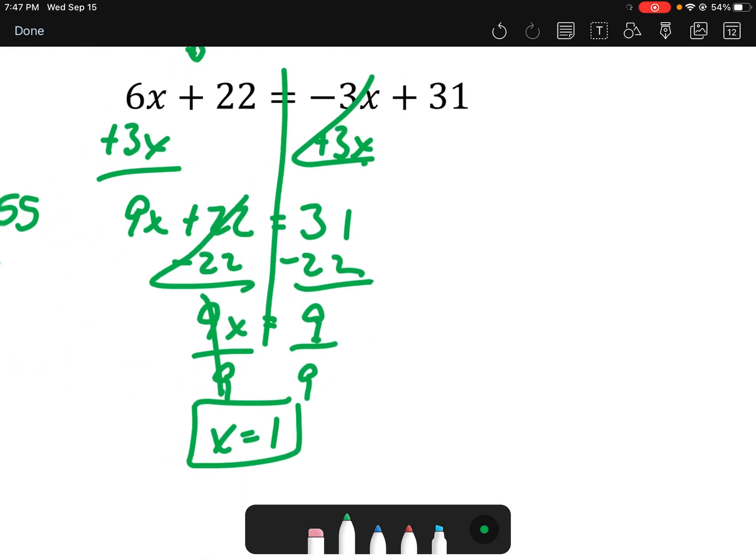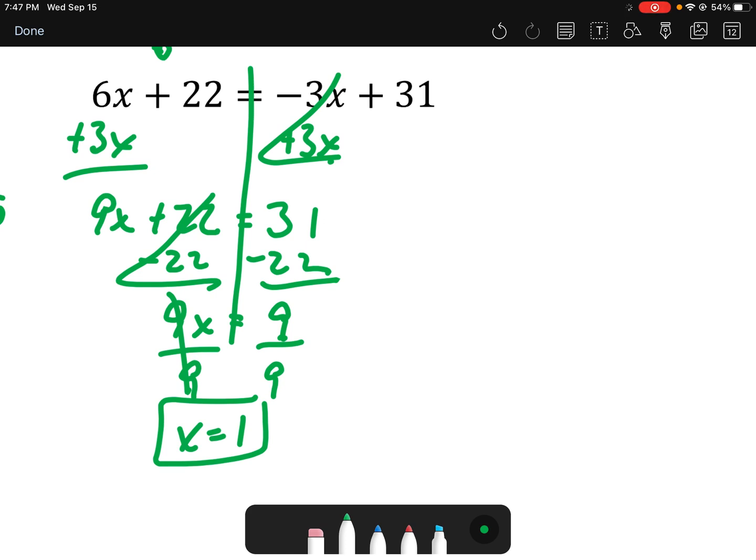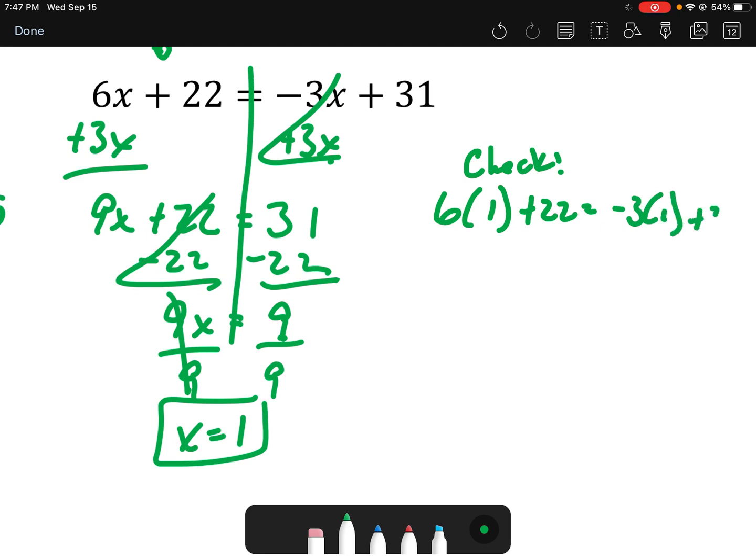I thought that was my answer for the last one too. It's the one up here. I don't know if that's the correct answer though. What if I messed up somewhere? I should probably check to make sure. In my check, I'll have 6 times 1 plus 22 is equal to negative 3 times 1 plus 31.